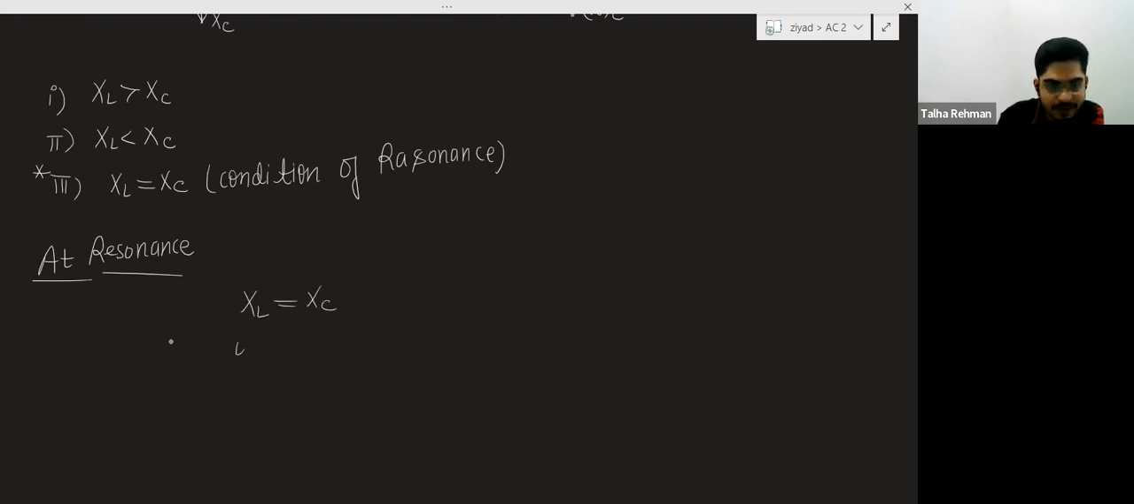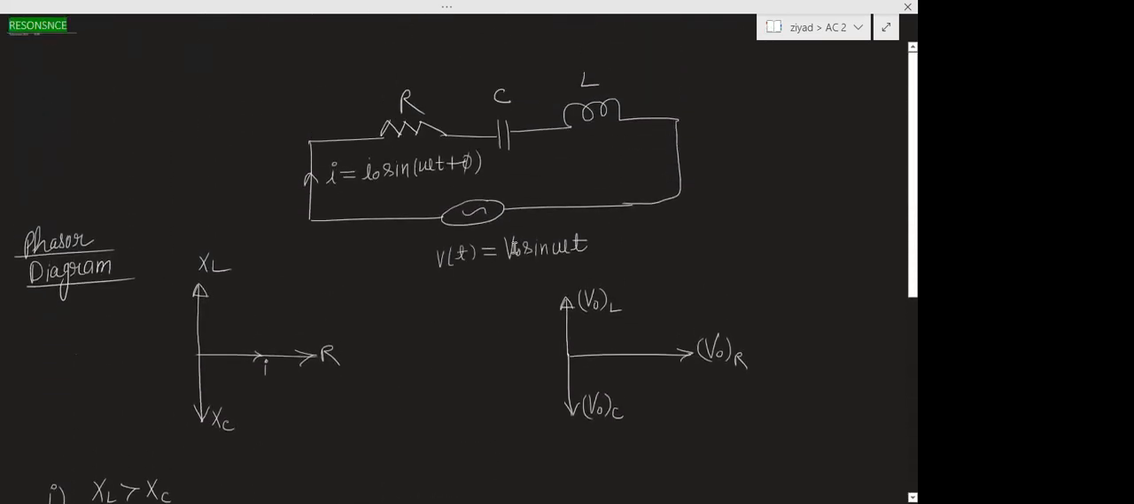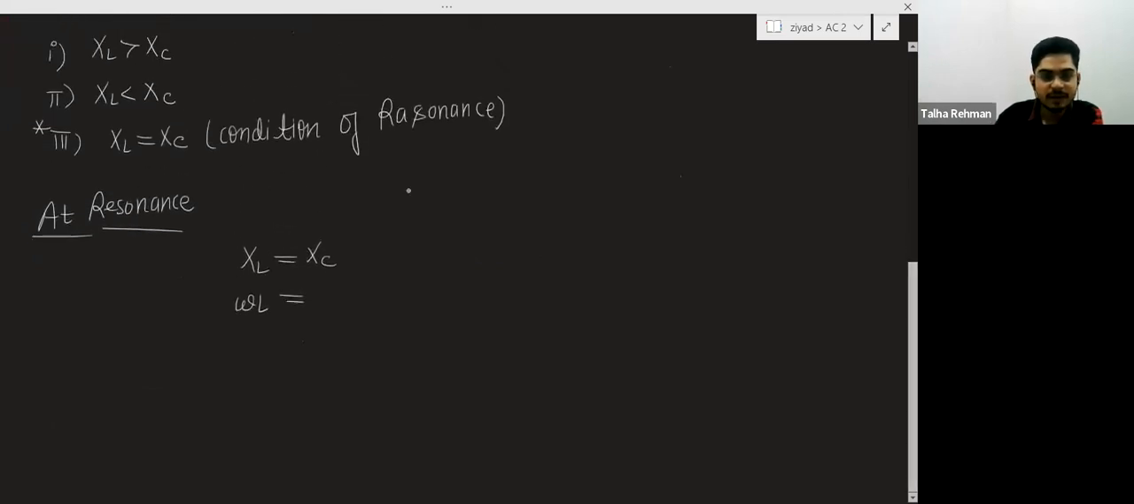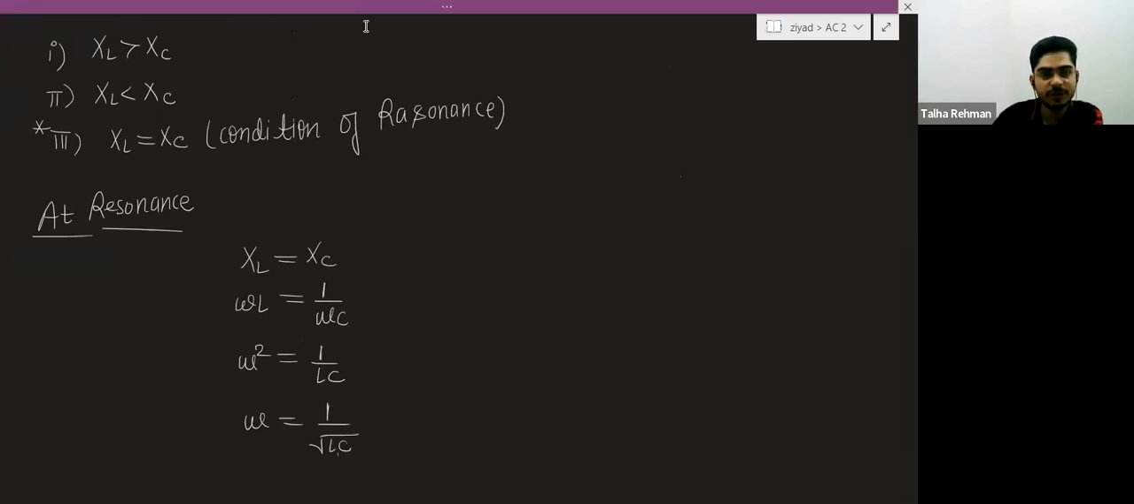What is XL? XL is given by omega L. Omega will be the same because you are supplying the voltage, so the angular frequency throughout the circuit is the same. And what is XC? XC is 1 upon omega C. Now when you equate, you will get omega square is equal to 1 by LC, and omega is 1 upon under root LC. This will be your angular frequency.